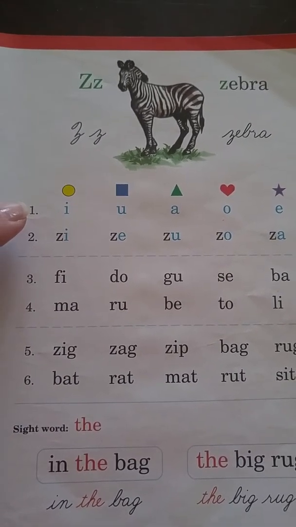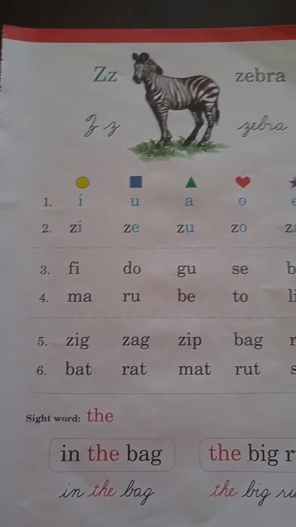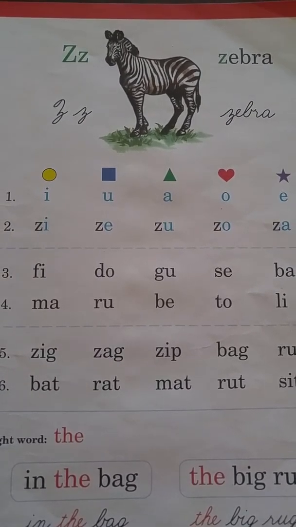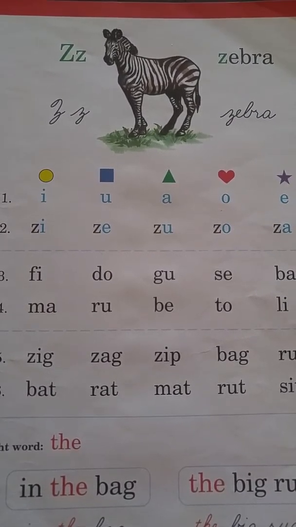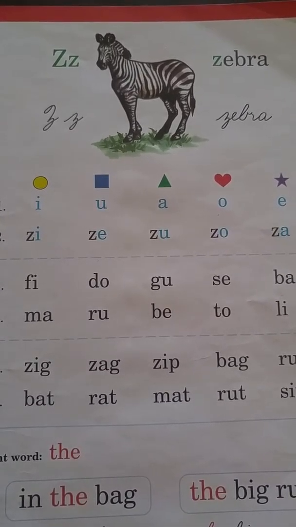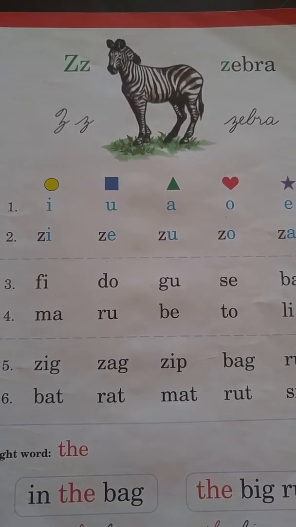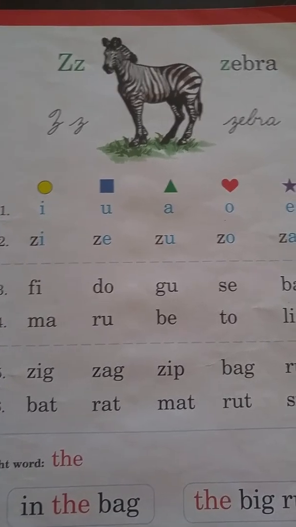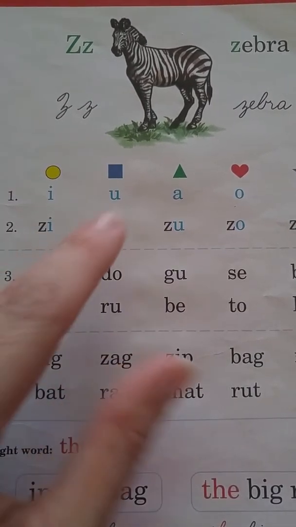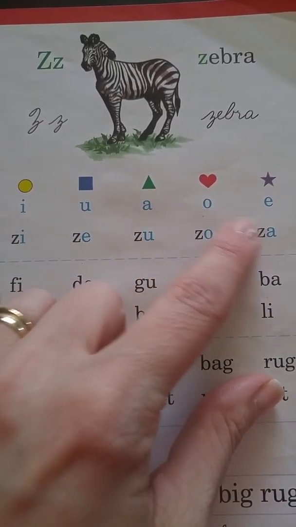So if we look at line one here, we have our vowels. They're out of order, but the vowels are A, E, I, O, U, and the vowels have sounds too, and we went over that in another video, the vowel sounds. So if you need practice with your vowel sounds, you need to go watch the vowel video. So our vowels are, I says I, U says U, A says A, O says O, E says E.